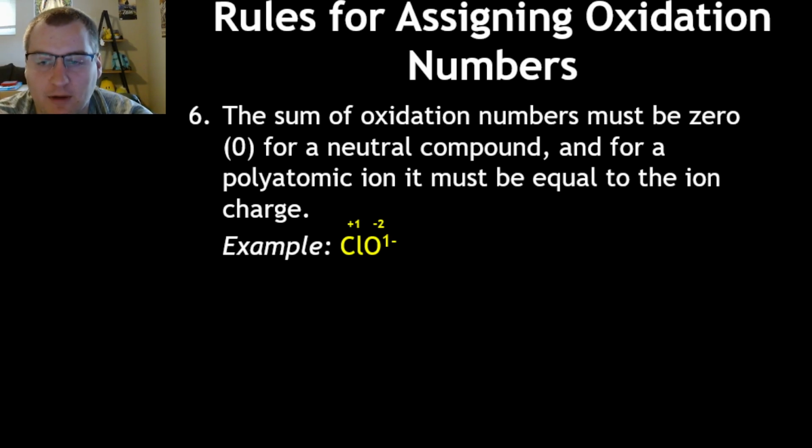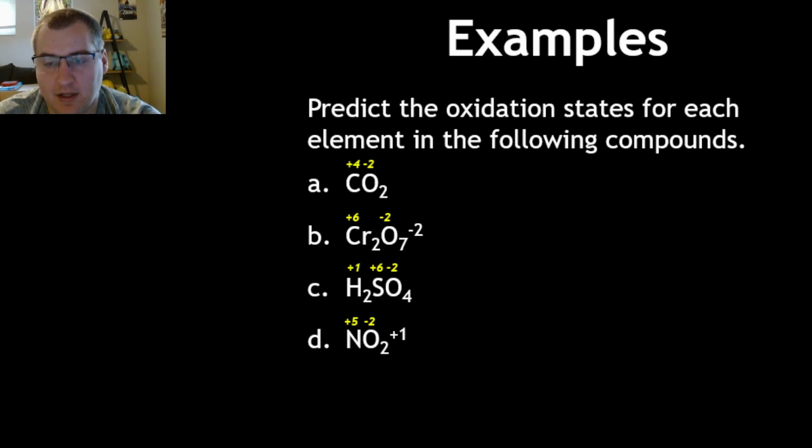In this example here, I have hypochlorite, right? It has a charge of 1 minus. So if I add up all the oxidation numbers inside of it, they must equal 1 minus. Oxygen is always 2 minus. So therefore, I'm able to reason out what chlorine must be. Chlorine must be 1 plus to make it equal 1 minus. So this is kind of like a math puzzle. Some people love this, some people hate this. But let's do some examples.